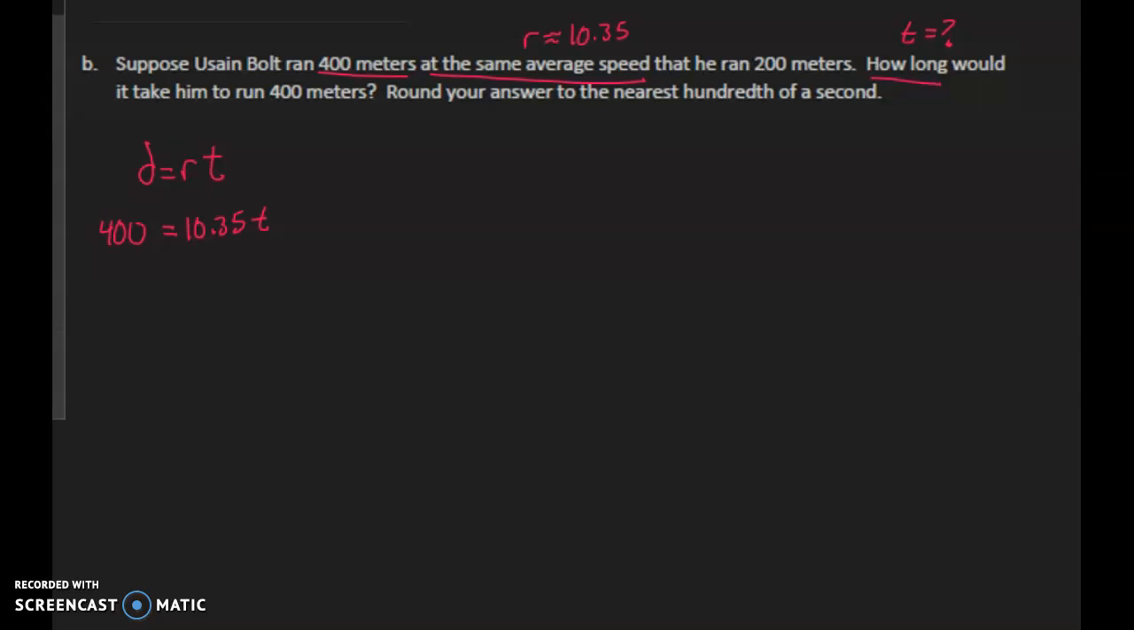Now we want to get t by itself, and it is multiplying by 10.35. So the inverse would be to divide. So we're using the division property of equality. We're dividing both sides by 10.35. And it said round to the nearest hundredth, which would be 2 decimal places. So when I type that in my calculator, 400 divided by 10.35, I find that it would take him approximately 38.65 seconds to run the 400 meters.